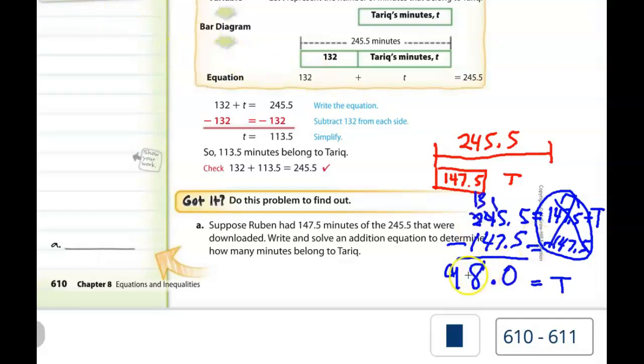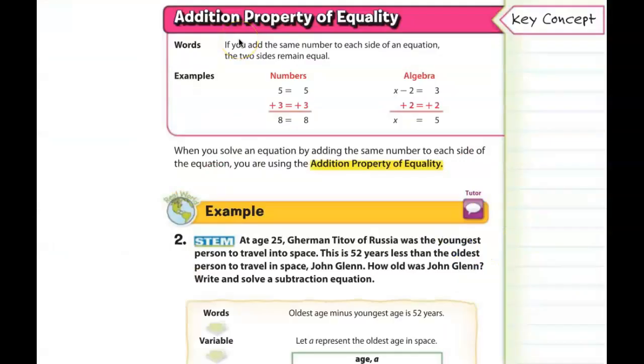Okay, we're going to end up with 98 and 0/10 is what t is equal to. But is that the best way to actually write that? No. If we wanted to simplify this, we're just going to get rid of this little bit here, and the answer is going to be 98. Okay, 98 minutes. All right, so now we're going to do the same thing but backwards.